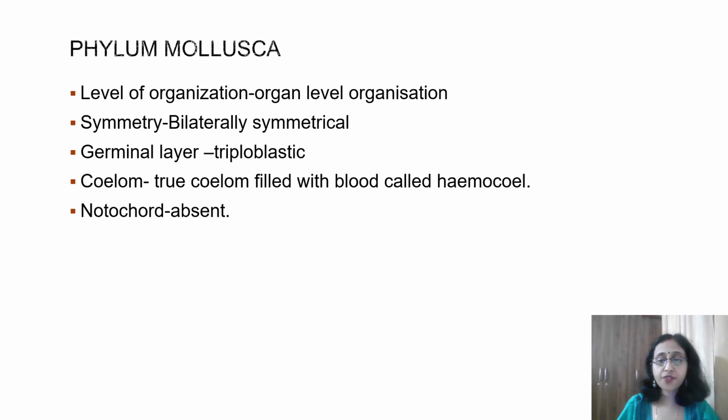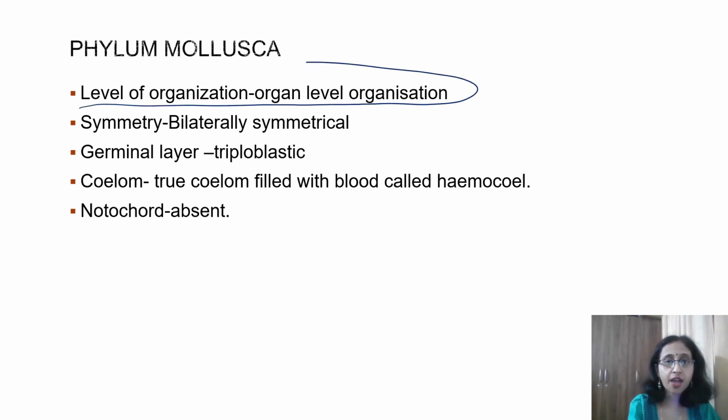Now here comes phylum Mollusca. In Mollusca also we will do the same thing. We divide them on the basis of classification first, then move on to the general characteristics of Mollusca. First let us take the level of organization. They have an organ level of organization, so organ systems are formed. They are not on the cellular basis; these are a little higher.